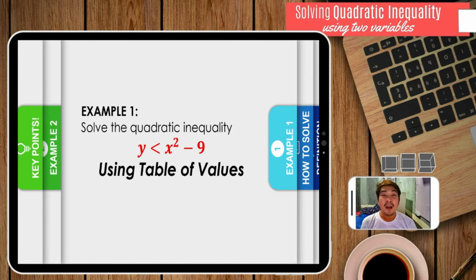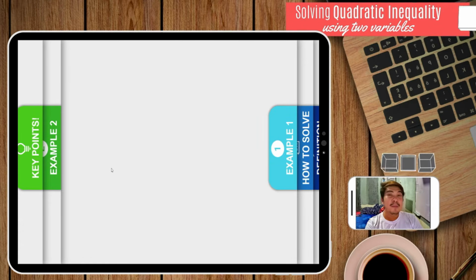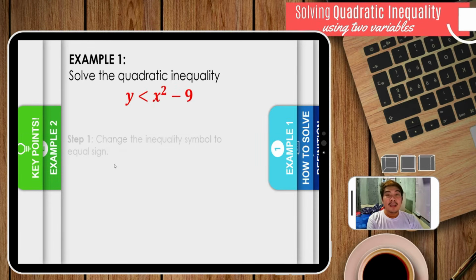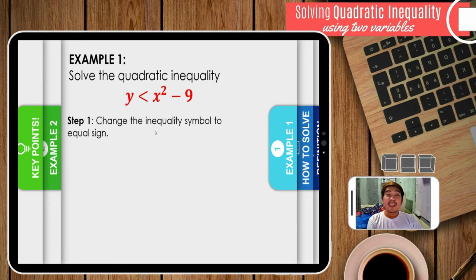So, in example number 1, we are given with y is less than x squared minus 9. And for this example, we will be using table of values. So, paano ba siya ginagawa? Okay. So, step number 1, we need to change the inequality symbol to equal sign. So, from y is less than x squared minus 9, papalitan lang natin si less than ng equal. So, we have y is equal to x squared minus 9, which is already a quadratic equation.